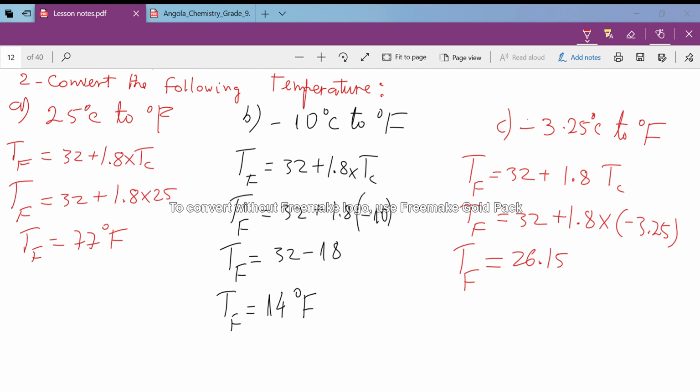And the result is 26.15. Again, guys, when you multiply 1.8 by minus 3.25, the result will be minus 5.85. And minus 5.85 plus 32 will give you 26.15, and the unit, of course, degrees Fahrenheit. Do not forget the unit, guys. I think that's it for this type of calculations.